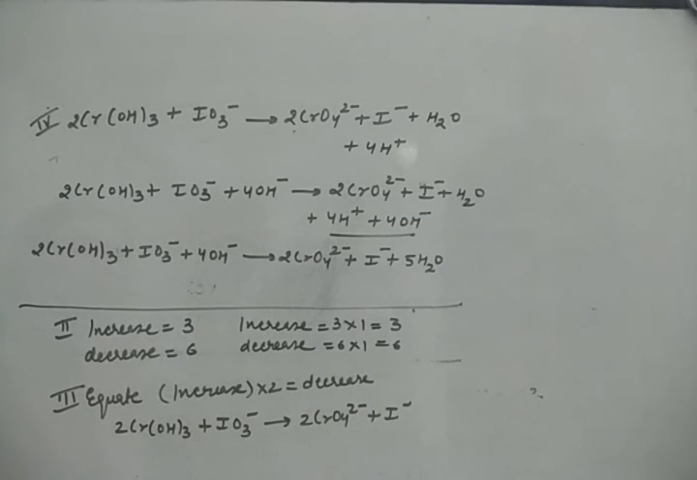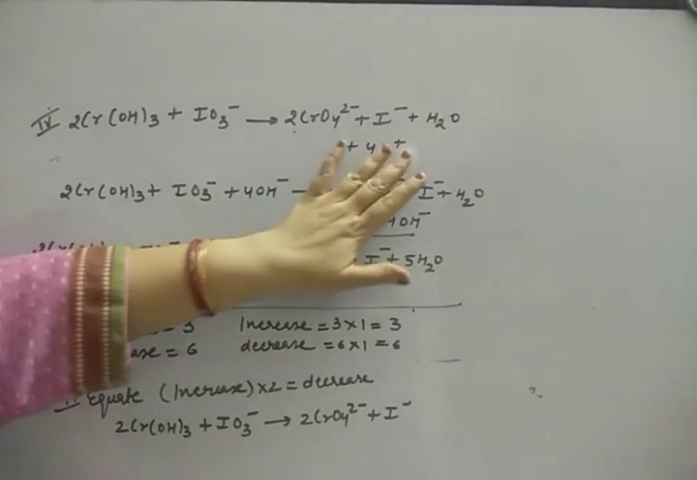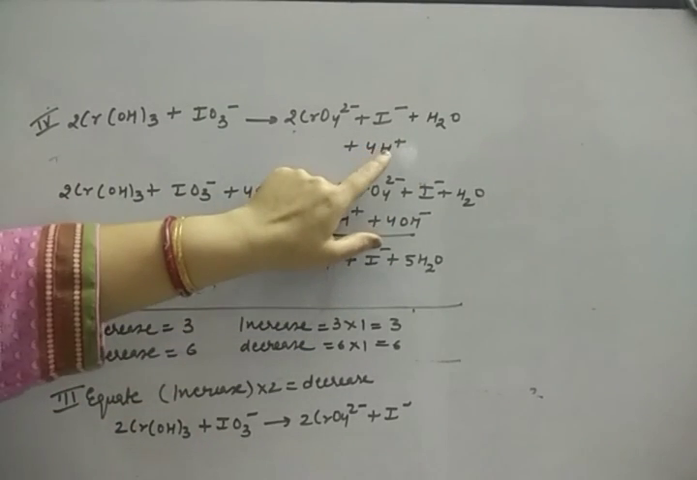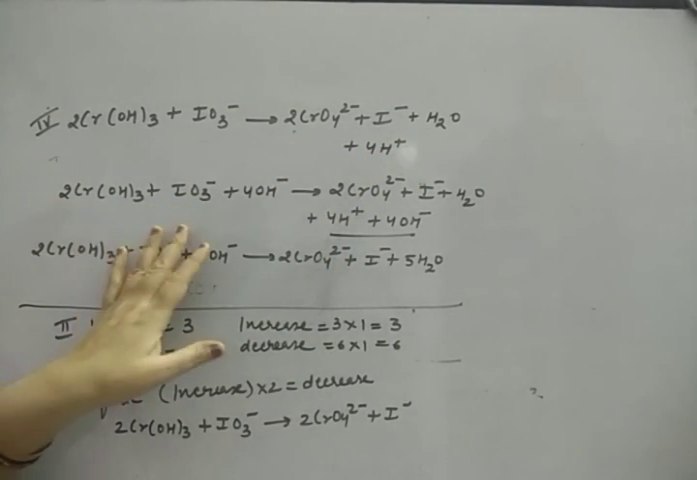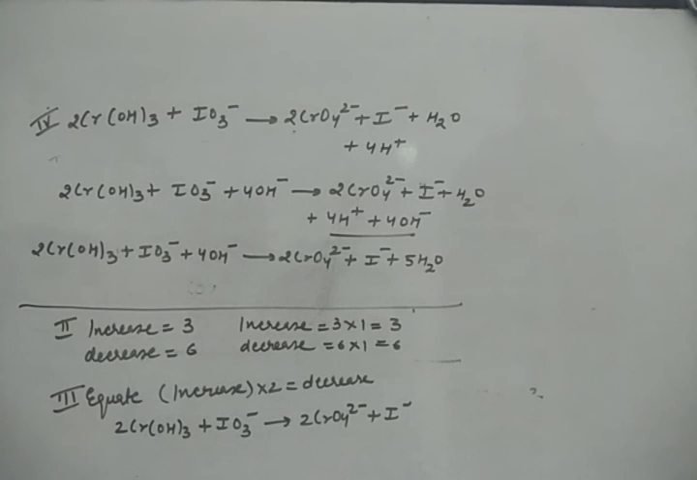You can see all the atoms are balanced now. The charges are also balanced. So this is how we can balance the equation in basic medium. First we balance according to the acidic medium, and whatever H plus we have added, the same number of OH minus will be added on both the sides. So this is the first method of balancing the redox equation, the oxidation number method.